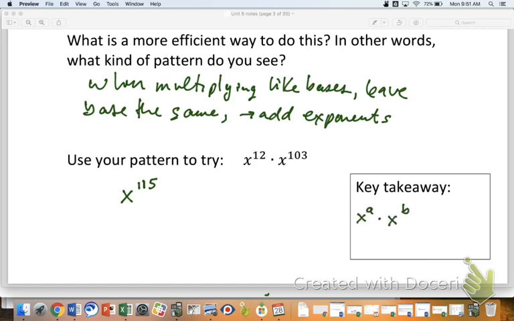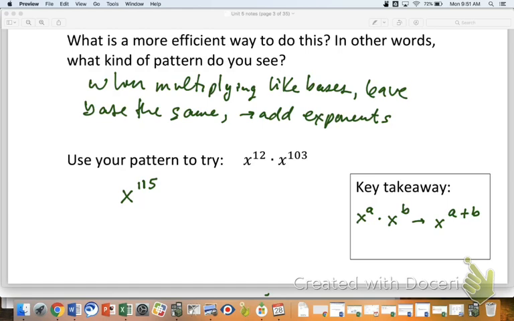If you have x to the a times x to the b, where a and b are just some exponents, then this would simplify to be x to the a plus b. Doesn't that go along with what you saw? Correct. So that would be a key takeaway for this particular skill.